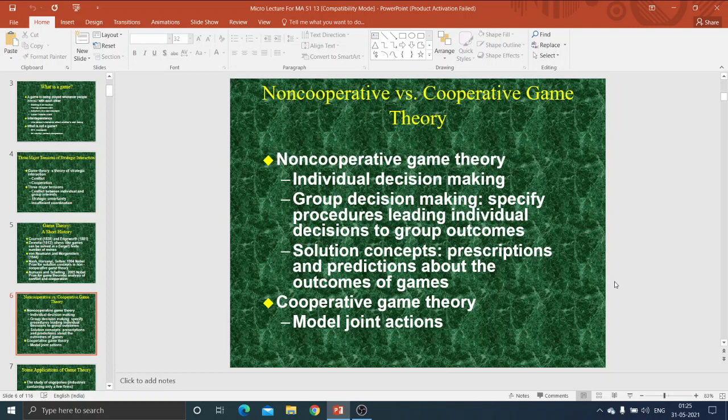But later many people worked on these areas. We are not going into the details. Now game theory is very widely used in economics.